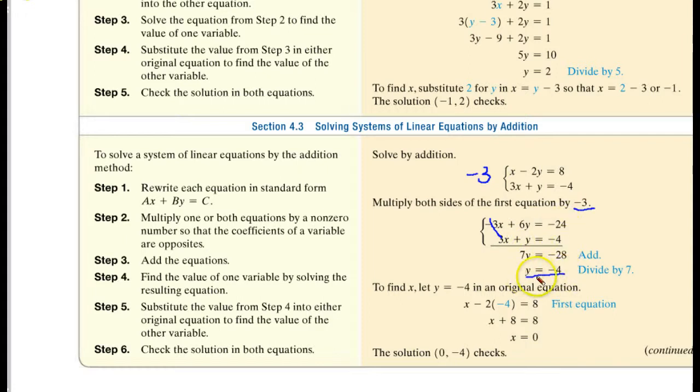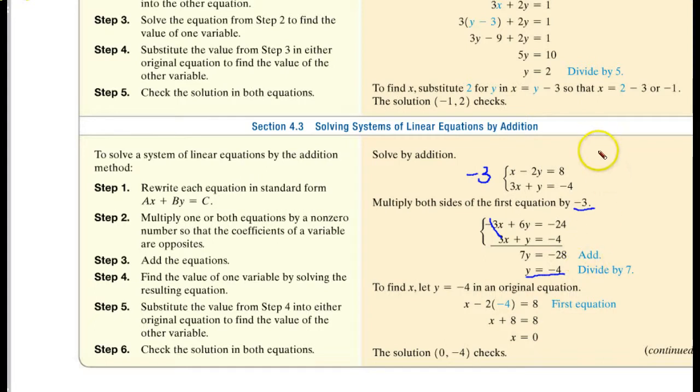Now, once we know that y is a -4, we put it in one of the equations. It doesn't make any difference which one we do, but we're using this first equation here. Where there was a y there, we now put a -4. This becomes a +8. We subtract 8 from both sides, we get x equals 0. Now don't get confused if you get one of the coordinates as equal 0. That's fine. 0 is a good coordinate.